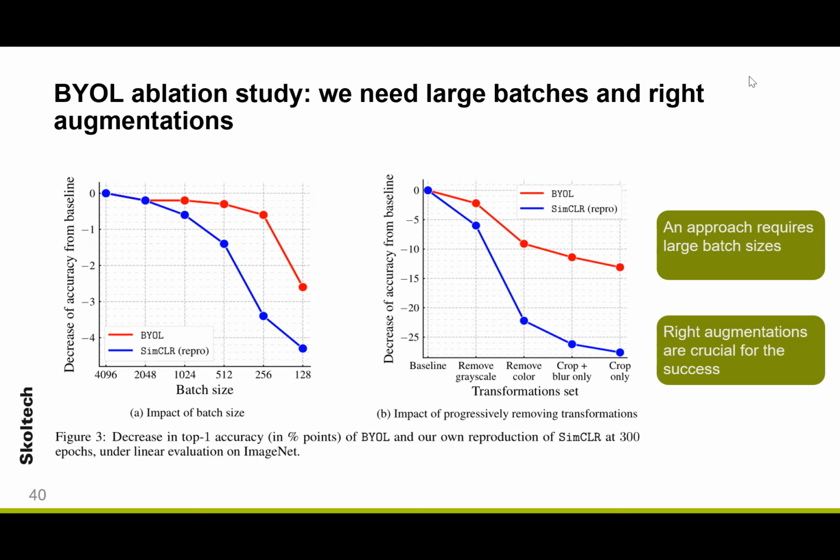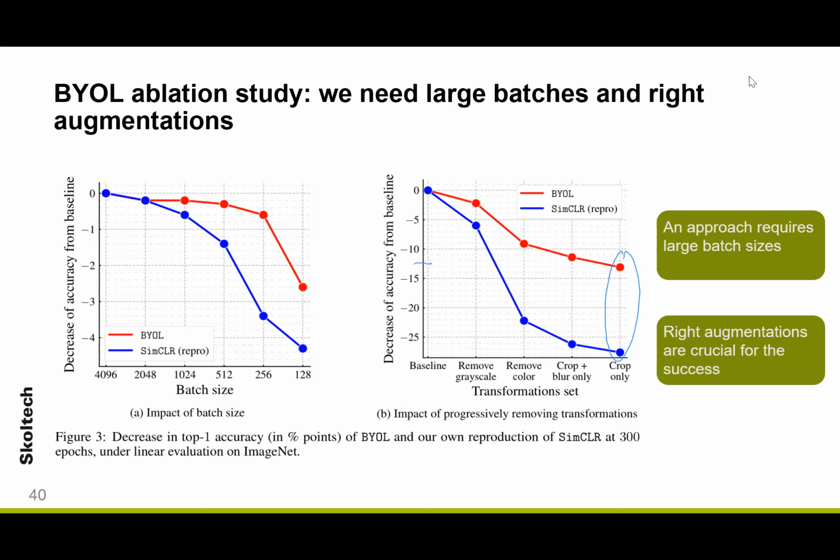Also, it's crucial to select augmentations on how we generate these views. If we use only crop, we have not very good performance actually. The drop for SimCLR is crucial, minus 25%. BYOL quality drop is also significant, minus like 13% here. If we add blur to generate views, we have slightly better quality.